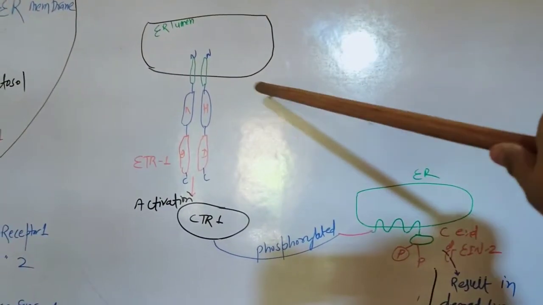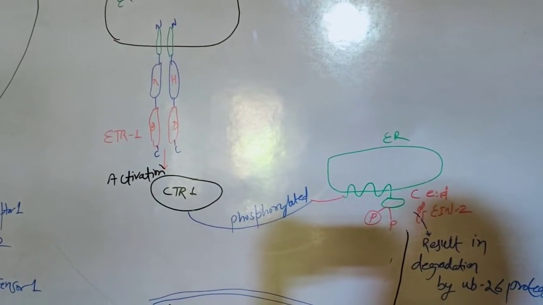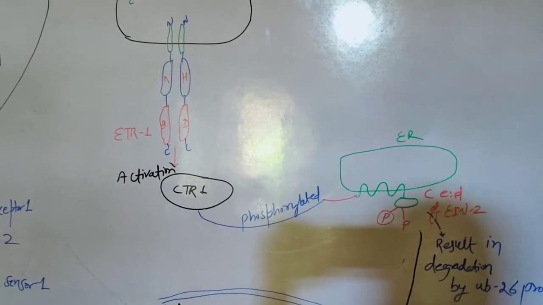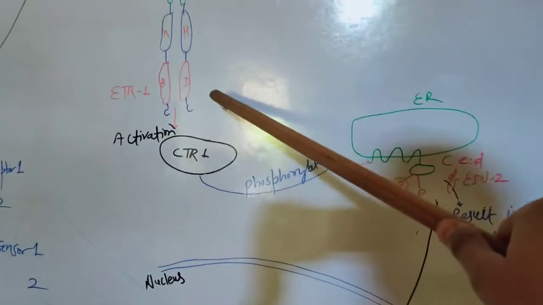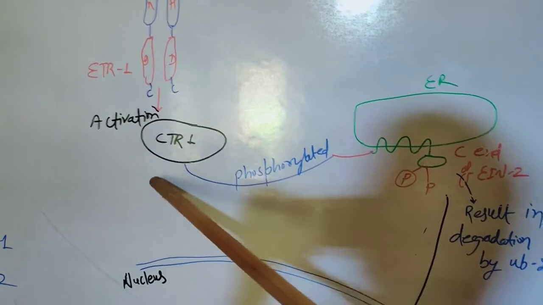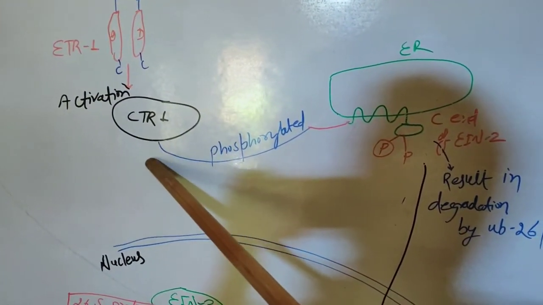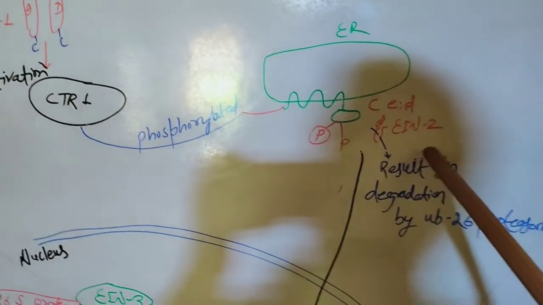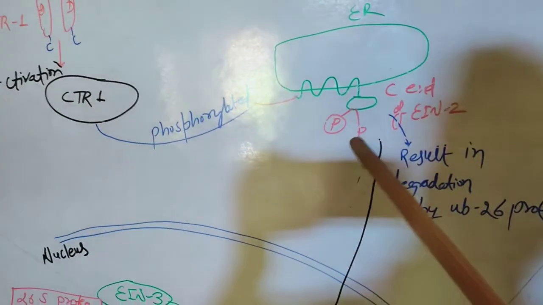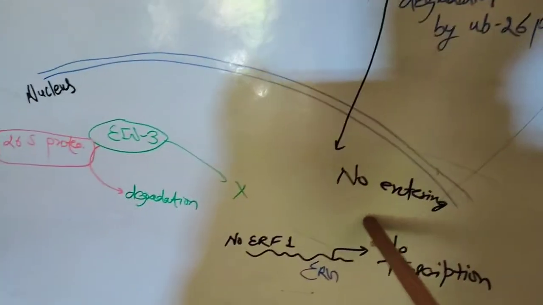Okay, so this is the work happening in the presence of ethylene. Your receptor is a negative regulator. If there is ethylene present, they will be off. If there is ethylene absent, they will be on. By their own activity, they will activate the serine threonine kinase CTR1, and it will phosphorylate the C-terminal end of your EIN2 protein. And if it is phosphorylated, it will not enter your nucleus.